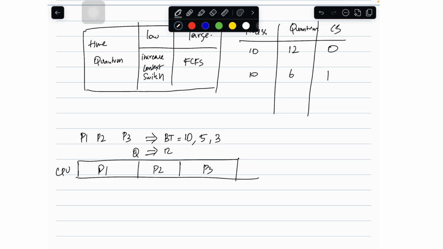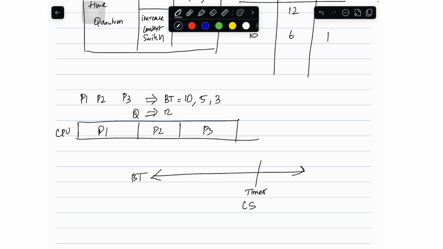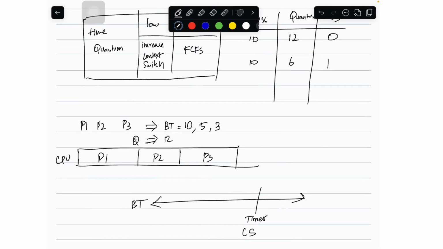Now let's say the quantum is 6. Now at least we have to switch at one point. This is the burst time that we need, and at the 6th unit of time the timer goes off and the context switching happens. If the process needs 10 and the quantum is 1, then it means we have to switch 9 times.